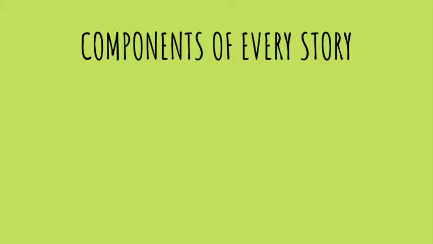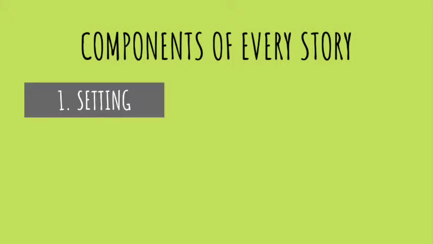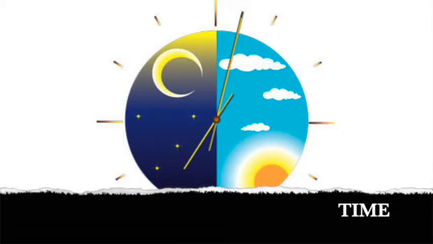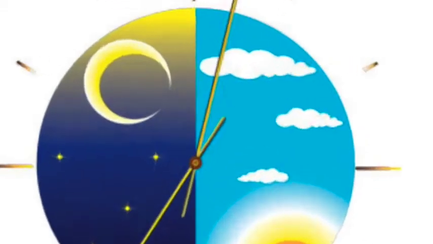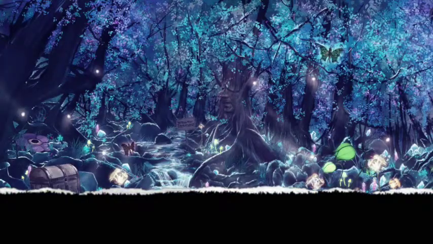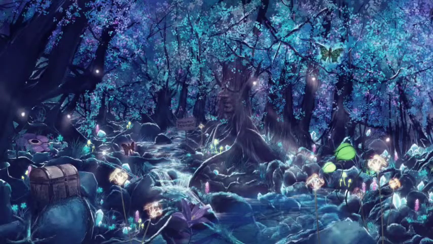The first component of every story is setting. Setting is the location and time in which the story takes place. You can name a familiar place like your child's favorite ice cream parlor or the magical world where magic begins.